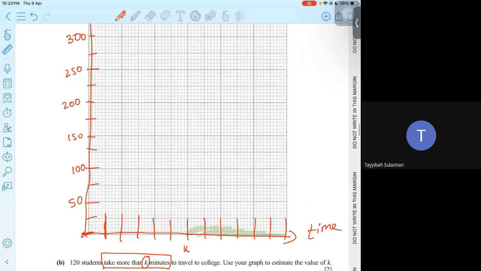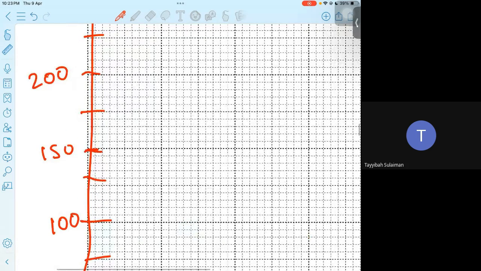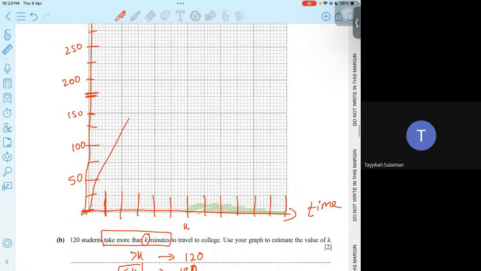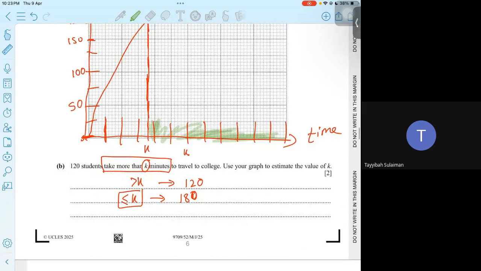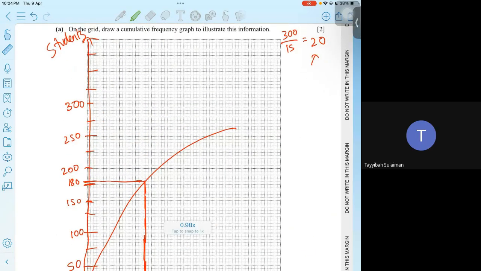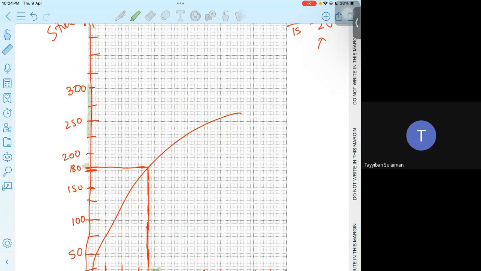Wherever my value of 180 was, if this is 150 and this is 175, my 180 should be exactly here. So let's say my graph was something like this. Whatever my value for this was, this has to be the value of k. Does that make sense? Because the question says more than k, if this is k, then more than k is 120 students. So this is 180, and the students remaining are 120 here, right? So that's the concept here.